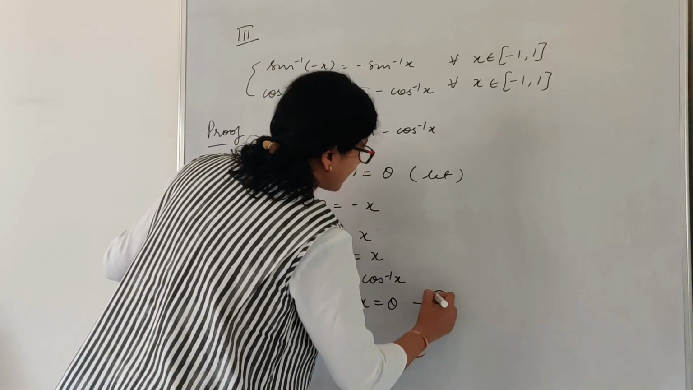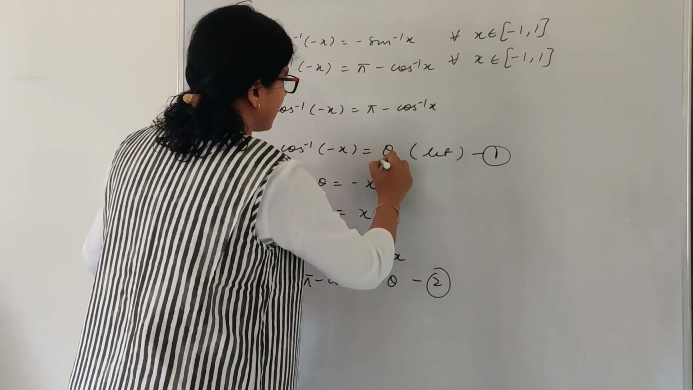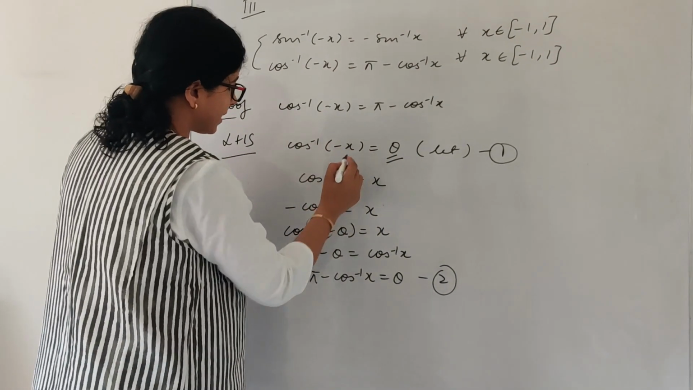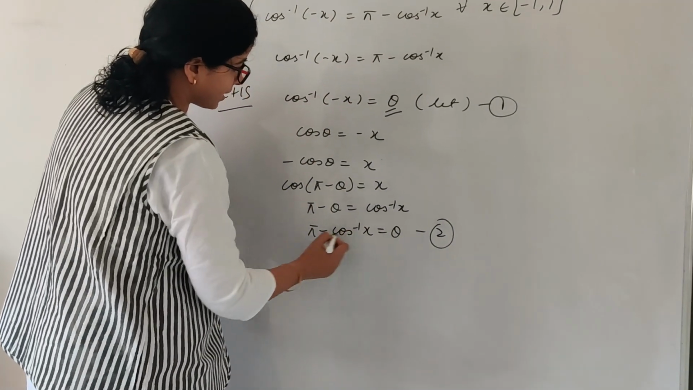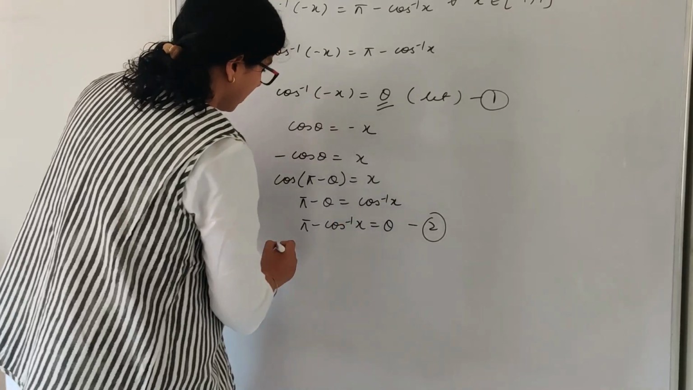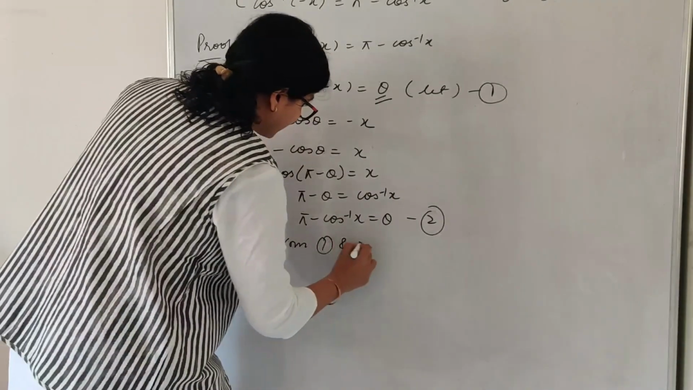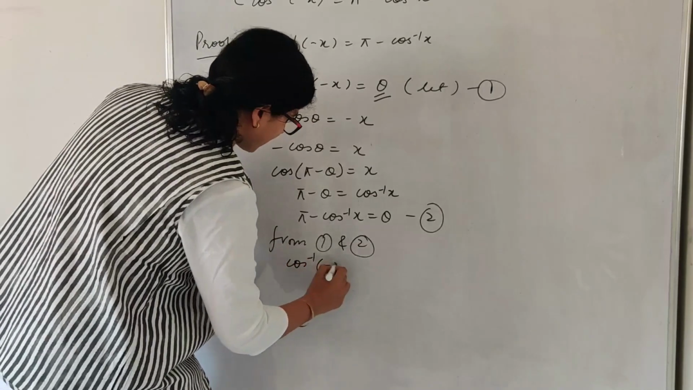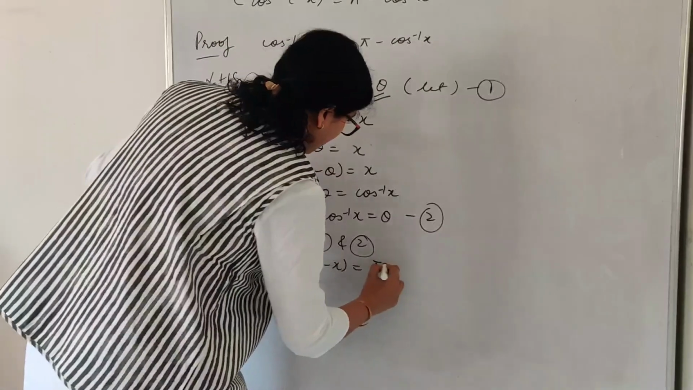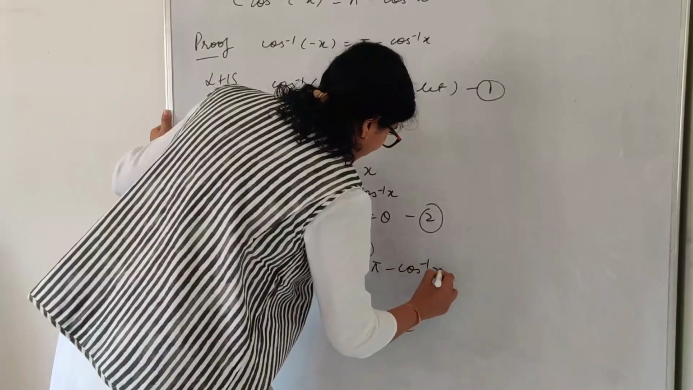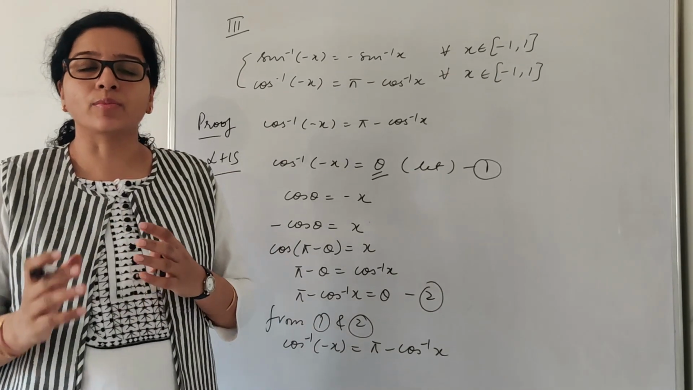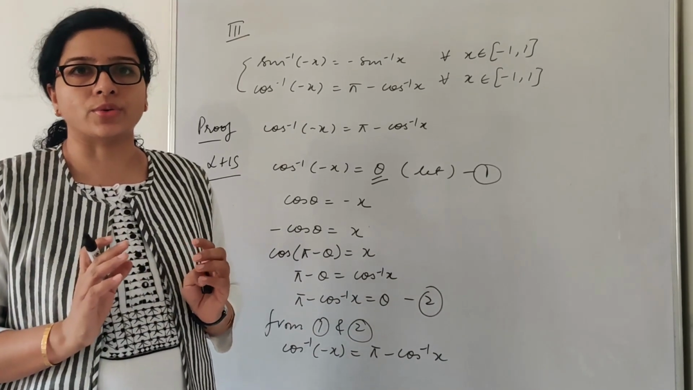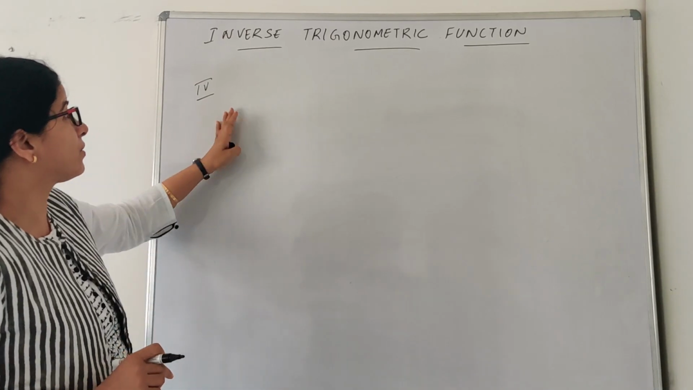Now check, this is my second equation, this is my first equation. Here the value of theta is cos inverse minus x. Here the value of theta is pi minus cos inverse x. So from first and second, what can I deduce? Cos inverse minus x equals pi minus cos inverse x. Similarly, I can prove for the other trigonometric ratios. So now let us start with the fourth property.